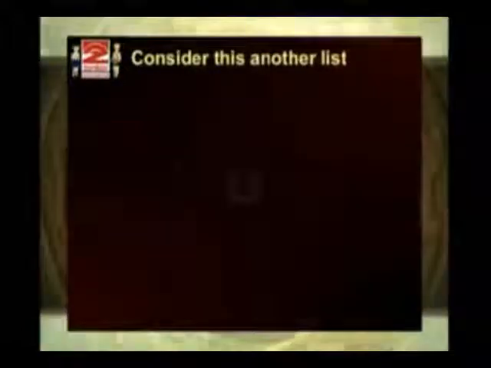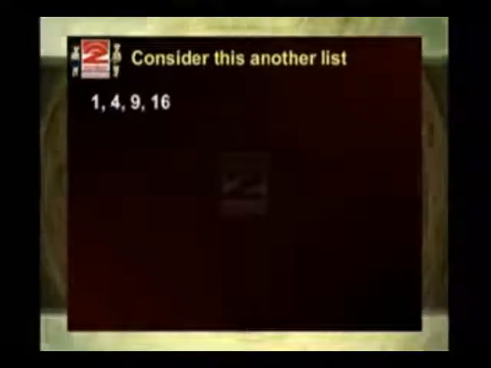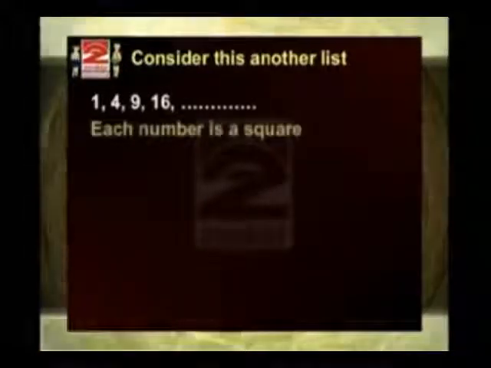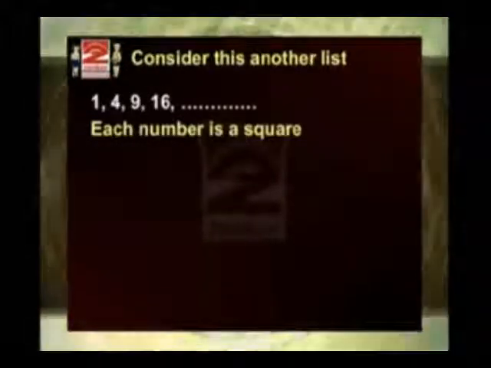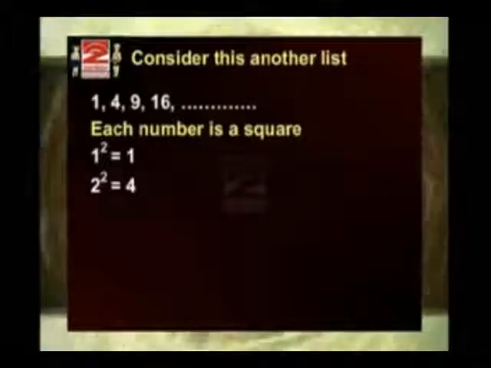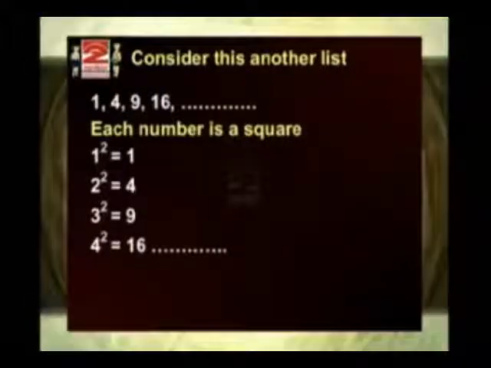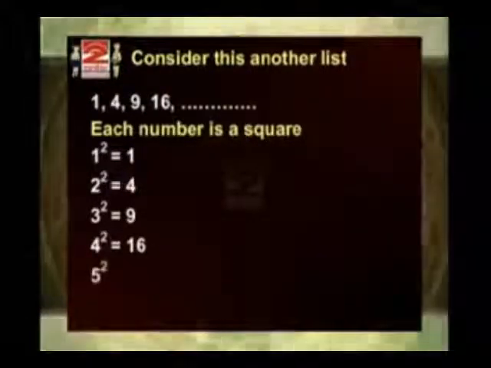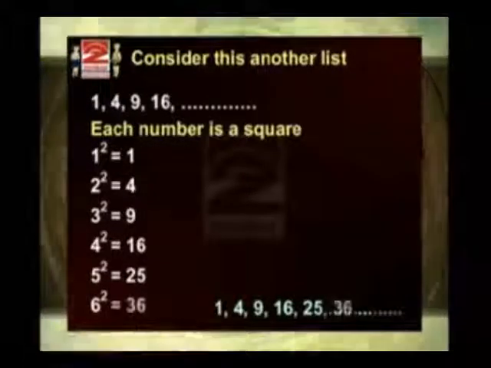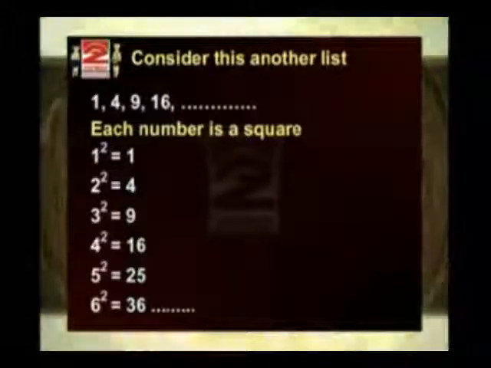Now consider this another list. 1, 4, 9, 16, ... So what pattern is there? Here, each number is a square. So the first one is square of 1. Second one is square of 2. Third one is square of 3, and like that. So naturally, the next number in this series will be square of 5, that is 25. Next one will be square of 6, that is 36, and so on. That means there is a definite pattern.